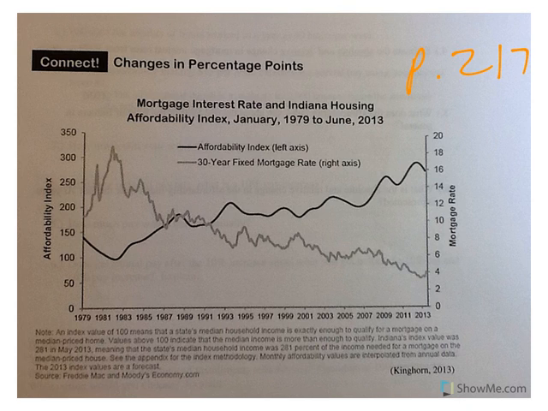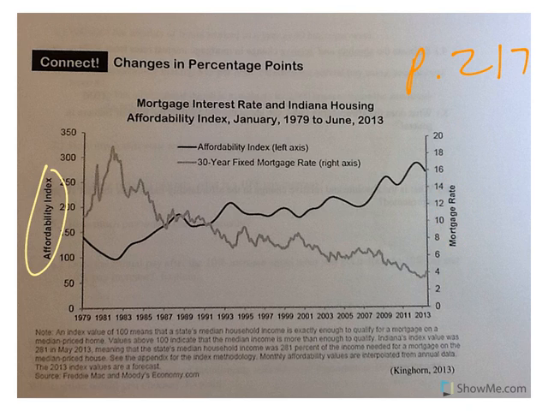All right, we are now on page 217. We've got this mortgage interest rate and Indiana Housing Affordability Index. So you can see on this side we've got the mortgage rate, and on the left we have the affordability index. The mortgage rate, I think, is pretty easy to understand in that if you get a mortgage from a bank, this is the percentage rate that you are going to pay for that.